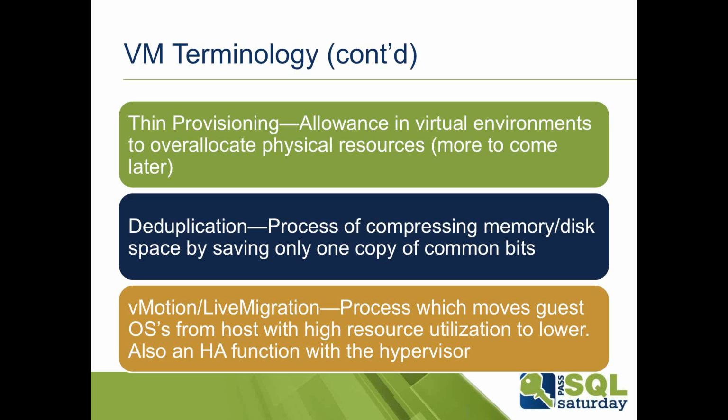vMotion and live migration. This is one of the ways indirectly that VMware and Hyper-V provide mobility and high availability. So in the event of hardware starting to fail, as long as the hardware doesn't fail hard, your VM will be moved from one physical host to another dynamically. There's no downtime with this, and there's also a high availability functionality, whereas if you lose a server completely, your VM will also be migrated. These are pretty handy, and they happen dynamically, and your applications don't notice.